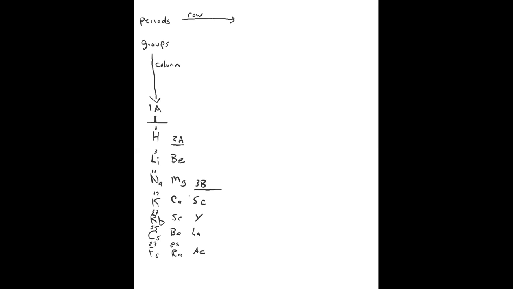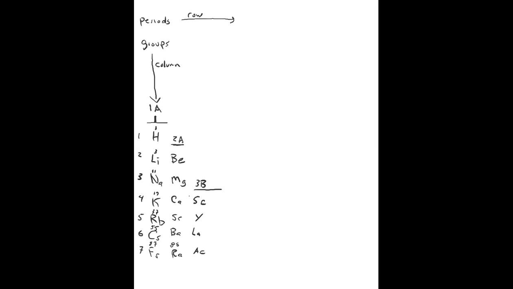Now the period system is easier. The period system is just what row it's in. So you don't even have to worry, just look at what row it's in. If it's in the first row, it's in period 1. If it's in the second row, it's in period 2. It doesn't matter where it is in that row, right? So just remember, period is row and group is column.